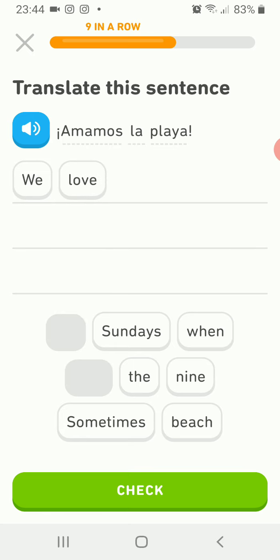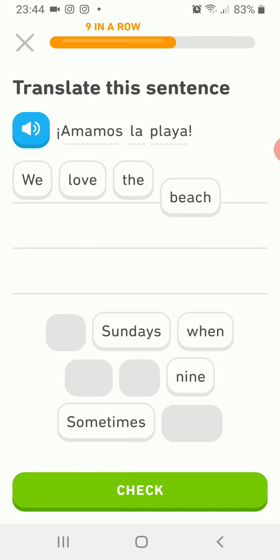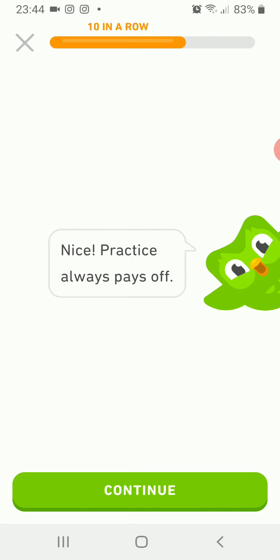So we love what? Usually we say me encanta la playa. Amamos, it's like, we love. But well, maybe we can also, yeah. Amamos la playa, we love the beach. El mar, it's the sea, yeah.